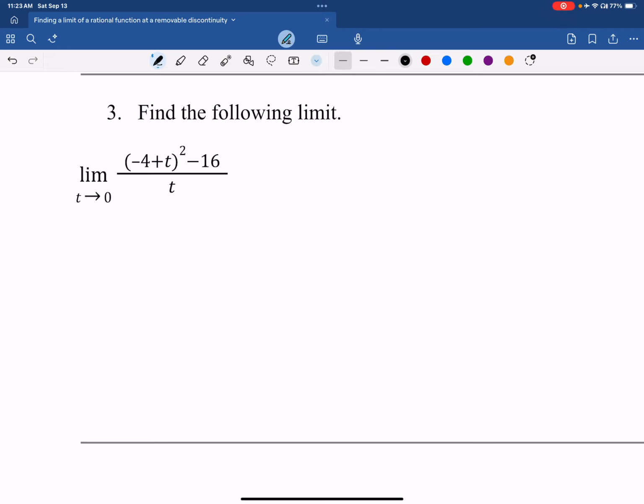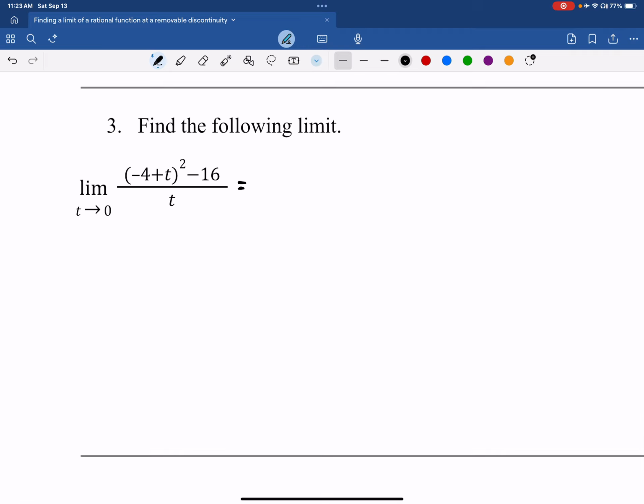It says find the following limit. The limit as t approaches 0 of the quantity -4 plus t squared minus 16 all over t. Always try direct substitution first. So this would be -4 plus 0 quantity squared minus 16 all over 0. -4 squared is 16. 16 minus 16 is 0. In the denominator we have 0. So that's indeterminate form. Again, that just indicates that the function does not exist at that point.